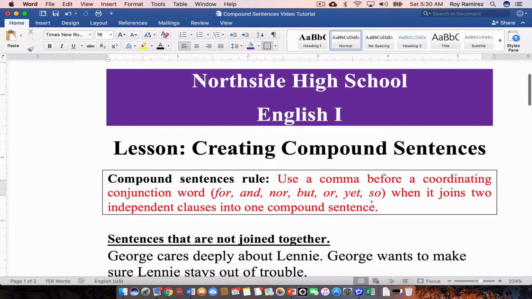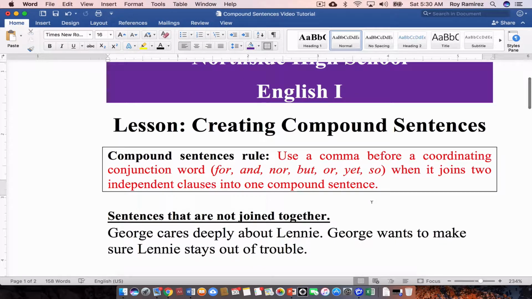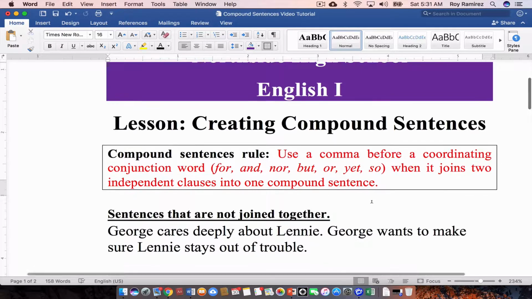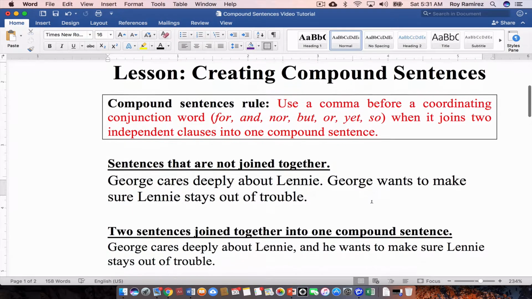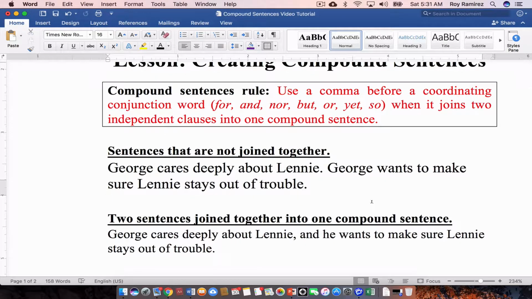Now, before we get into that, let's take a look at when sentences are not joined together. Let's take a look at these two sentences that are separate. George cares deeply about Lenny. George wants to make sure Lenny stays out of trouble. There is nothing wrong with those two sentences at all. But you'll notice that when we then join these two sentences into one idea, I want you to notice how they sound together.